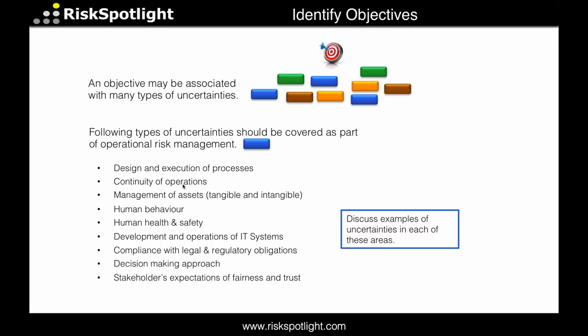Okay, then let's go to the next one. So development and operations of IT systems. I think, again, we've touched this a little bit. So any uncertainties around development and operations of IT systems? We talked about system upgrade: if we are releasing some new functionality and something goes wrong, then our systems may be disrupted.